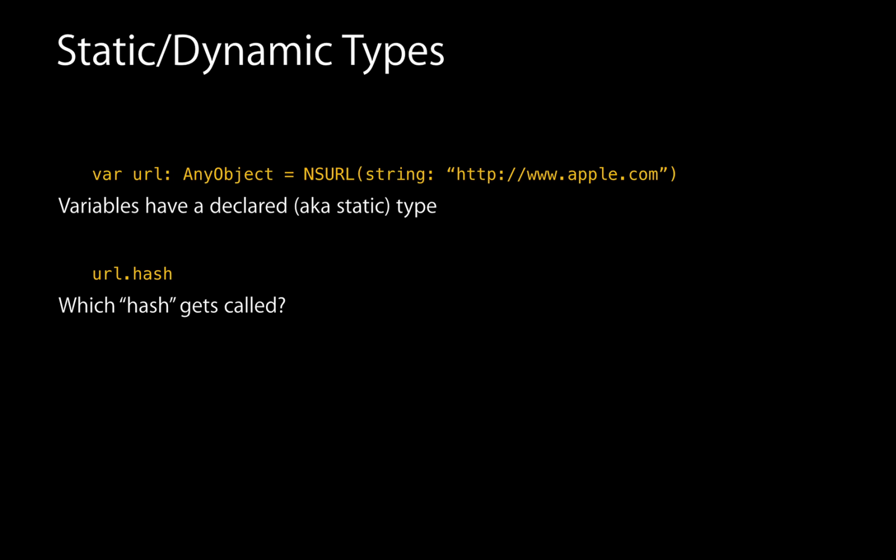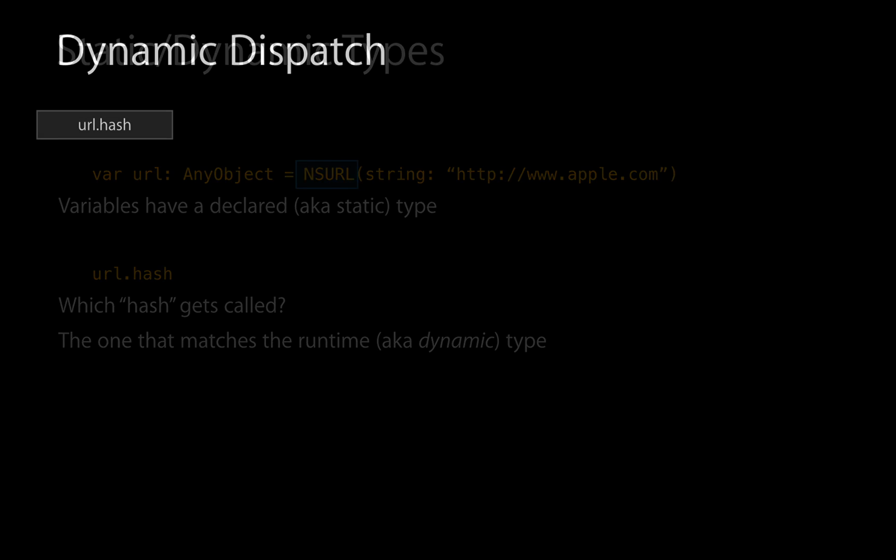What happens is there's a reliance on the runtime type of the object. The system looks at the type that that object has while my code is running at that moment, and that's called the runtime dynamic type, and it uses that information to decide which hash gets called. That's the magic of a little mechanism called dynamic dispatch.